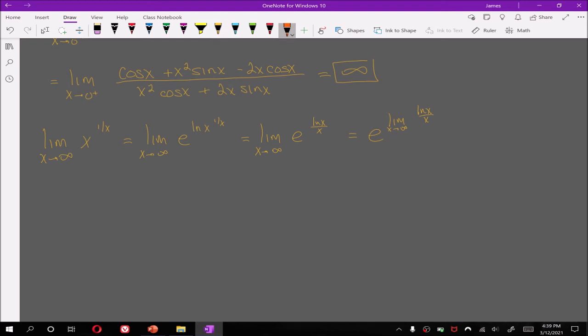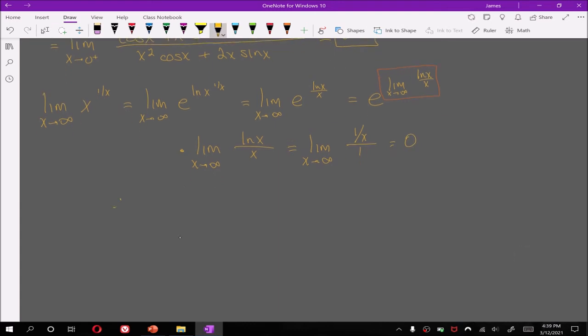So now really what we're doing is we're focusing on this limit right here. This is infinity over infinity, so we use L'Hopital. 1 over x over 1. That limit is 0. So our limit, which was the limit as x approaches infinity of x to the 1 over x, wound up being e to the 0, which is 1.